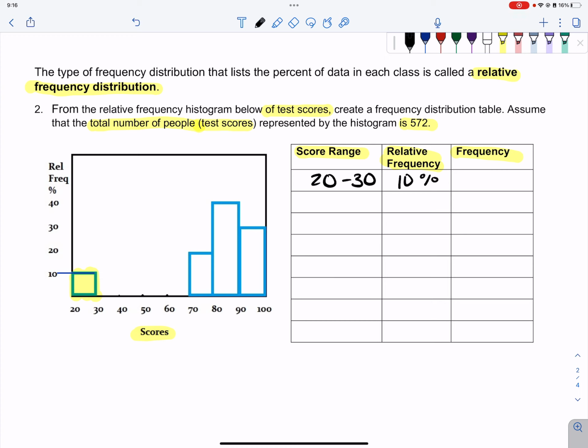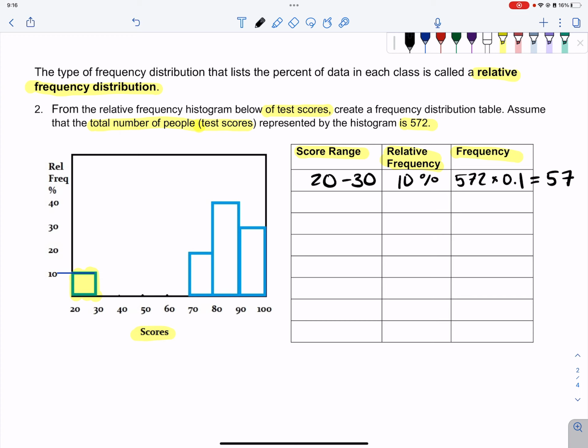And then the actual frequency, if I want to calculate that, well, we know that there were 572 people that took the exam. All we have to do is multiply that by 10%, but in the decimal format, which is 0.1. That gives us 57.2. So I'm just going to round that down to 57 people. Probably got a score between 20 and 30.